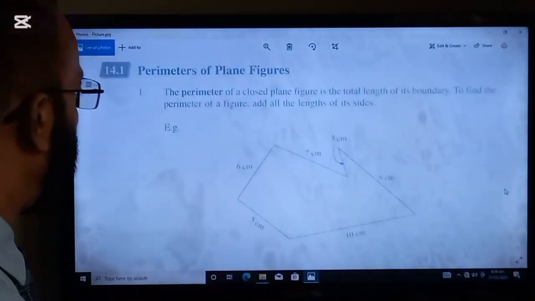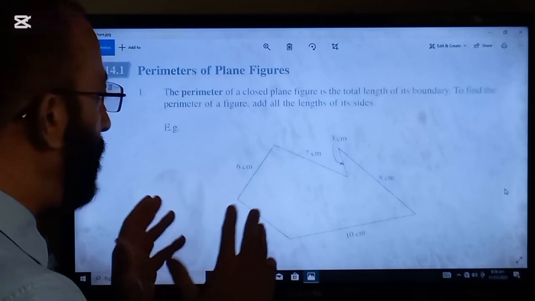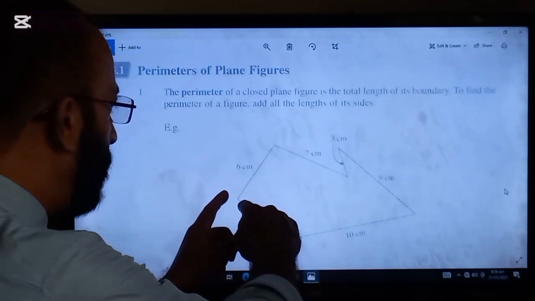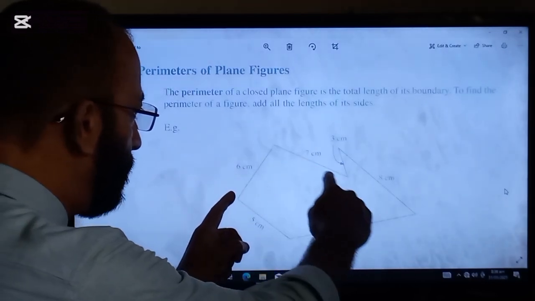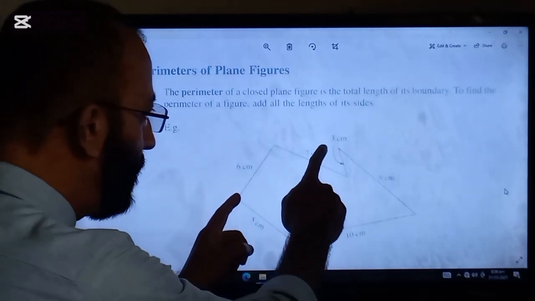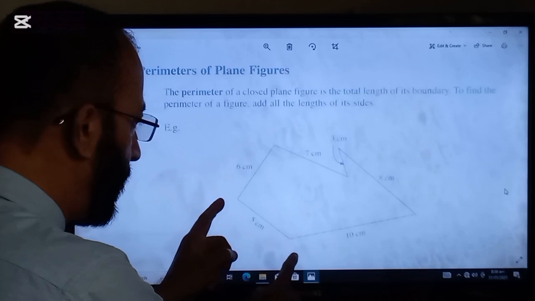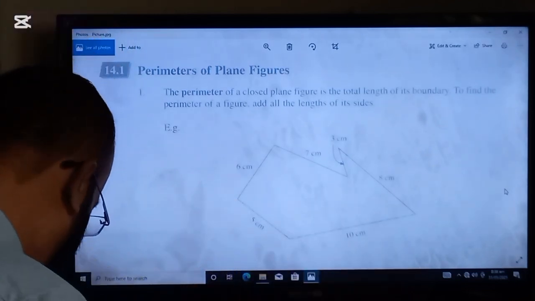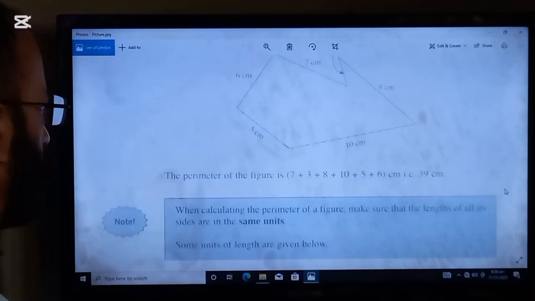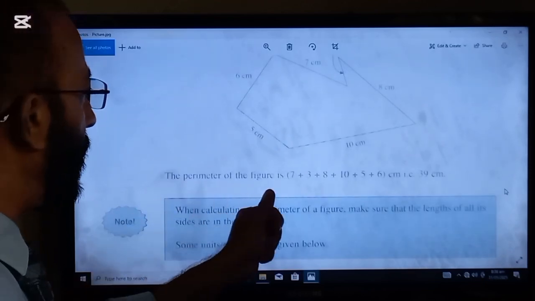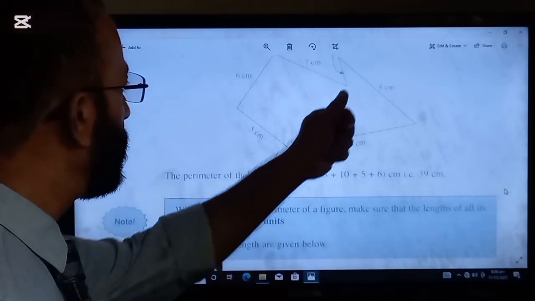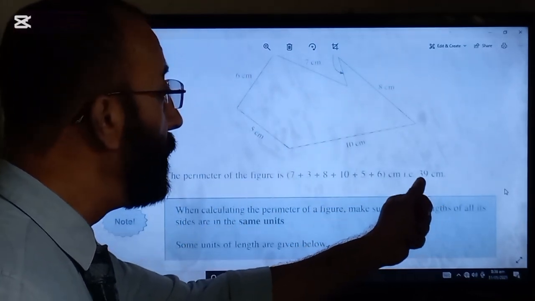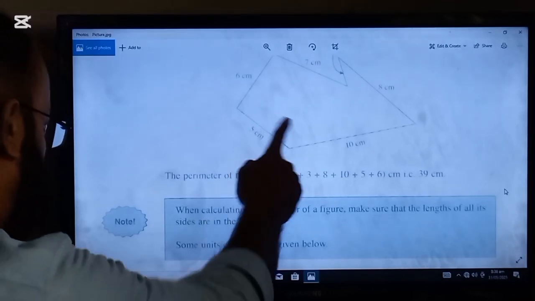For example, this is a plane figure. If the perimeter of this figure is required, then add all the outer boundaries. For example, 6 centimeter plus 7 centimeter plus 3 centimeter plus 8 centimeter plus 10 centimeter plus 5 centimeter. Like this, the perimeter of the figure is the sum of all outer boundaries. So the sum is equal to 39 centimeter, which is the perimeter of this plane figure.